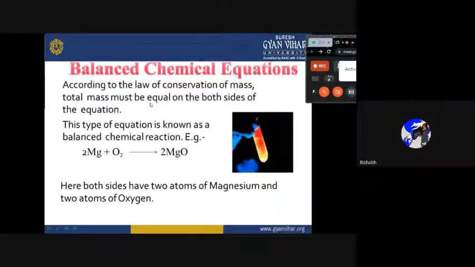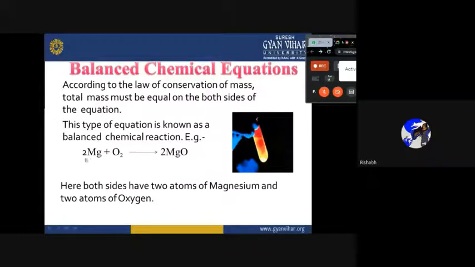Then comes the balanced chemical equation. Balanced chemical equation means those equations that follow the third rule, that is the conservation of mass. The amount of mass that is on the left side must be on the right side, and the number of atoms must be the same on the left hand side and the right hand side. Okay, so this type of equation is known as balanced chemical equation.